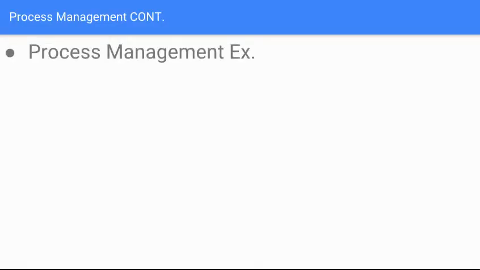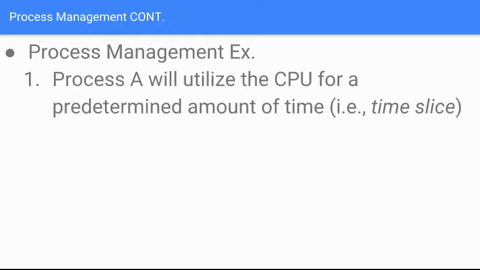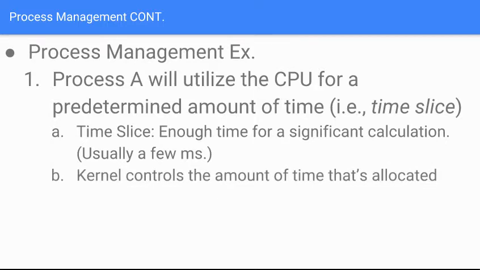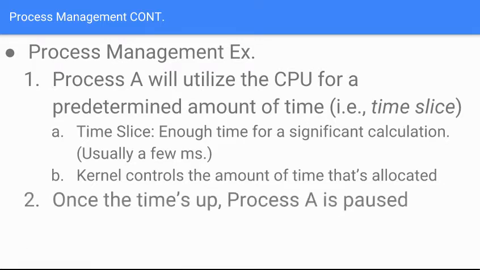Okay, so, a process management example. Process A will utilize the CPU for a predetermined amount of time. That's called the time slice. A time slice is enough time for a significant calculation. It's usually a few milliseconds, and a single time slice is usually enough for a process to finish its current task. One other thing is that the kernel controls the amount of time that's allocated, or how long the time slice is. Once the time is up, process A is paused, and then process B starts, etc.